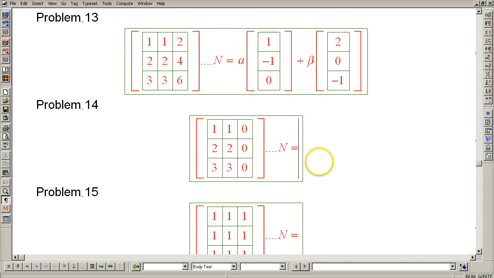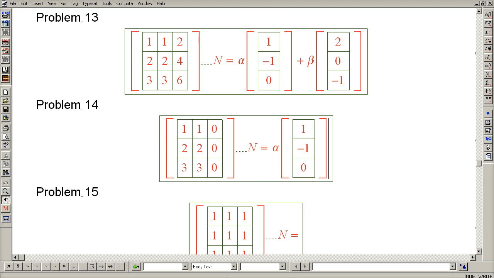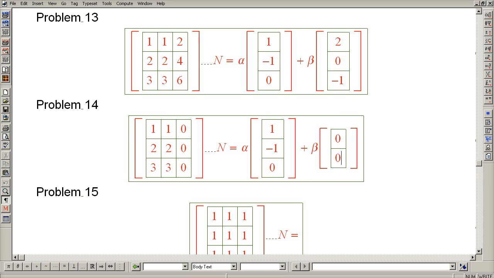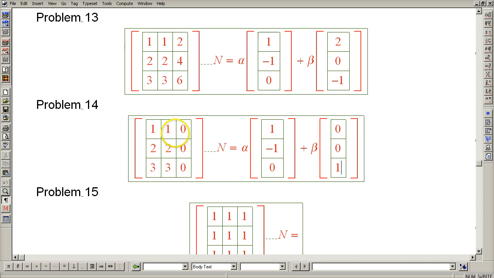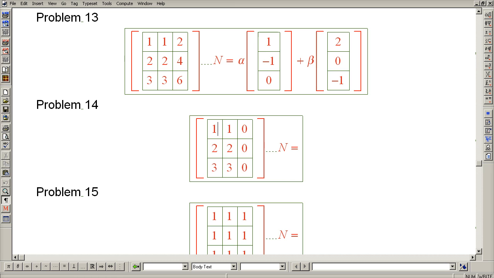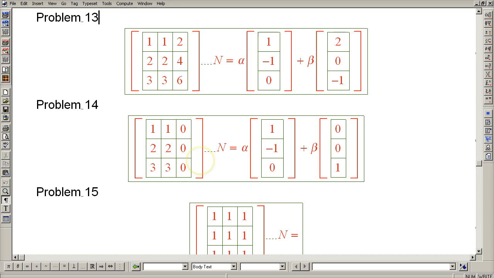Problem 14. In problem 14, the first two columns are the same. They're actually the same as in problem 13, so we can just copy this element of the null space. And the second relationship comes from the fact that the third column is a column of all zeros, which means that the corresponding element in the null space is 0, 0, 1. In fact, whenever you see the zero column, there's a corresponding element in the null space that consists of all zeros and a 1 in the same position as the zero column.